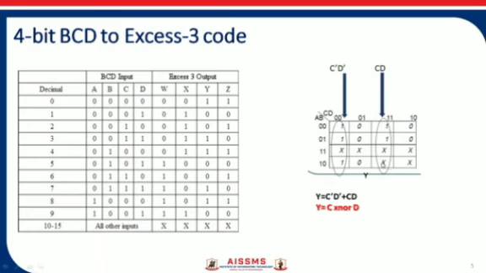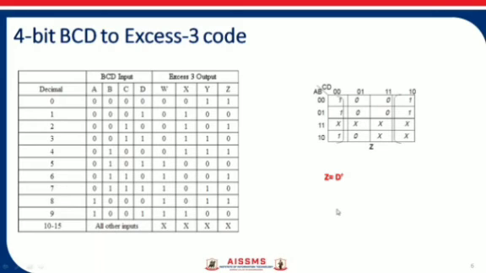Same in the second grouping, out of these 4 rows no single common term will be there, but because of a single column, C and D will get reflected here. So combinedly the expression will be C bar D bar plus CD. This is nothing but C XNOR D. So this is the expression for the Y.